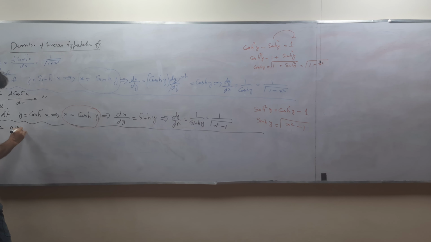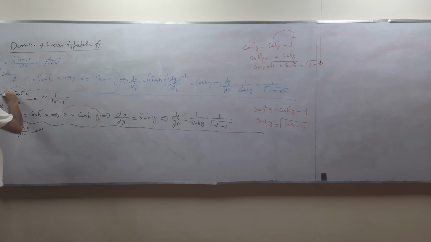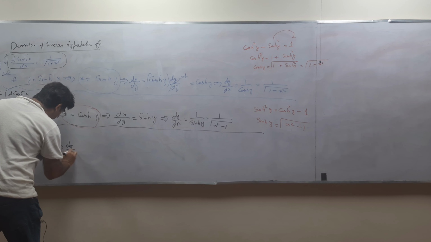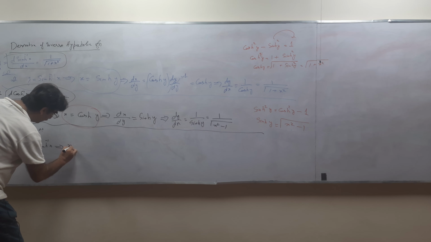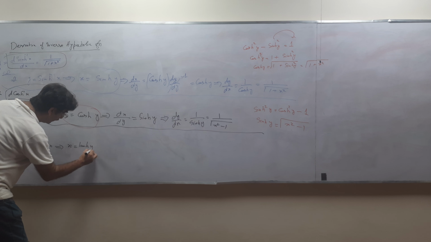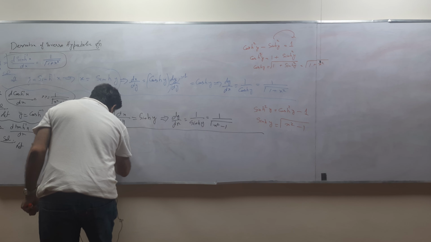Next exercise is tan inverse hyperbolic. Yes, what will be that? Let y equal to tan hyperbolic inverse x. Sorry, this implies that x equal to tan hyperbolic y. Okay. This implies that dx over dy. Yes. What is the derivative?